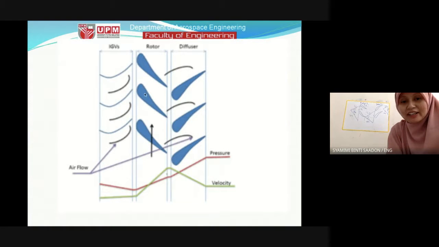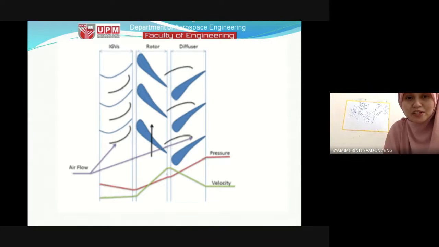At this part, velocity increases, receiving kinetic energy from the rotor blade. So in the stator, because of the conservation of energy principle, the kinetic energy will be converted to pressure energy. So that's why pressure rises, and the velocity, the kinetic energy, decreases back. And we repeat the cycle.